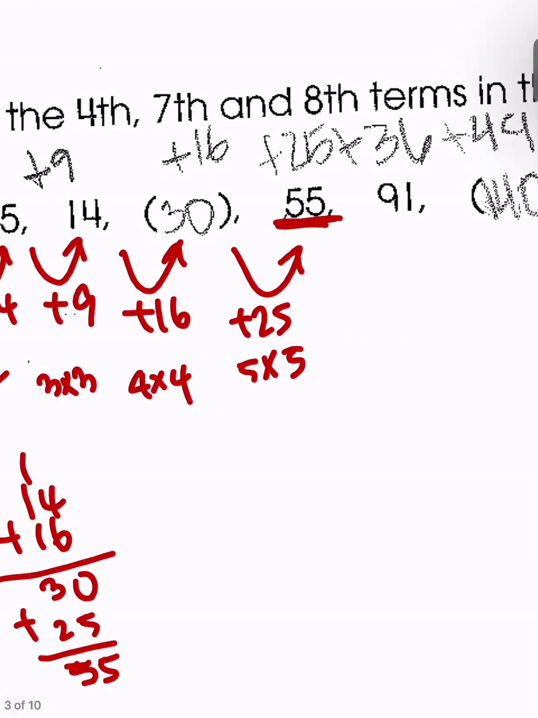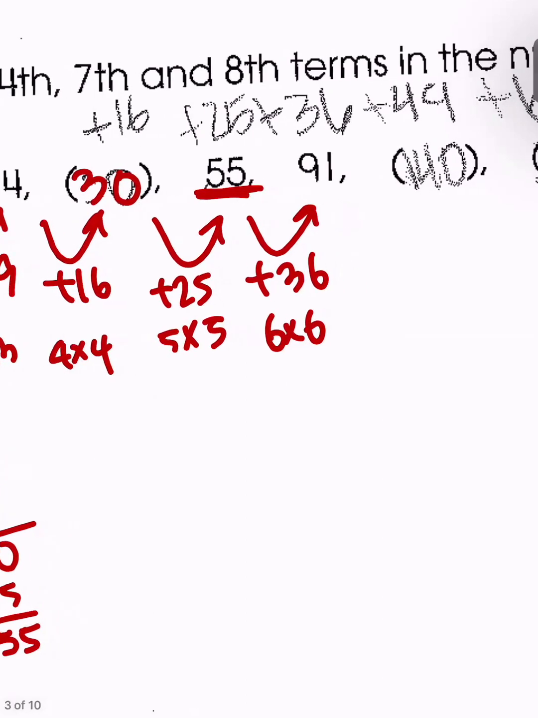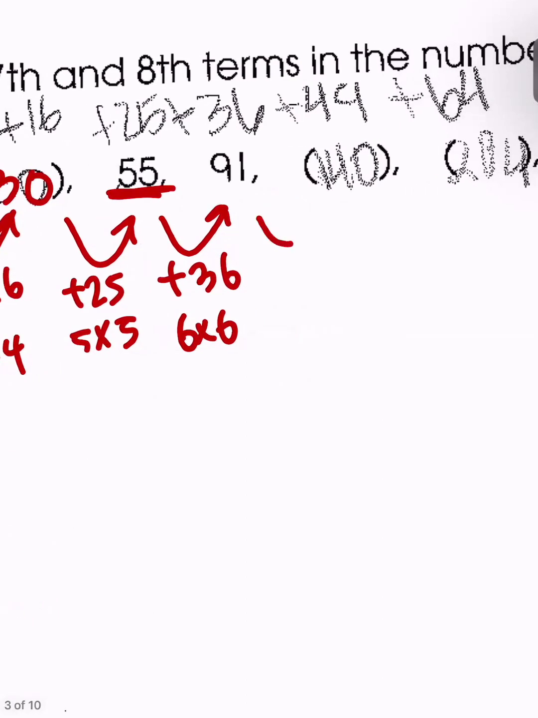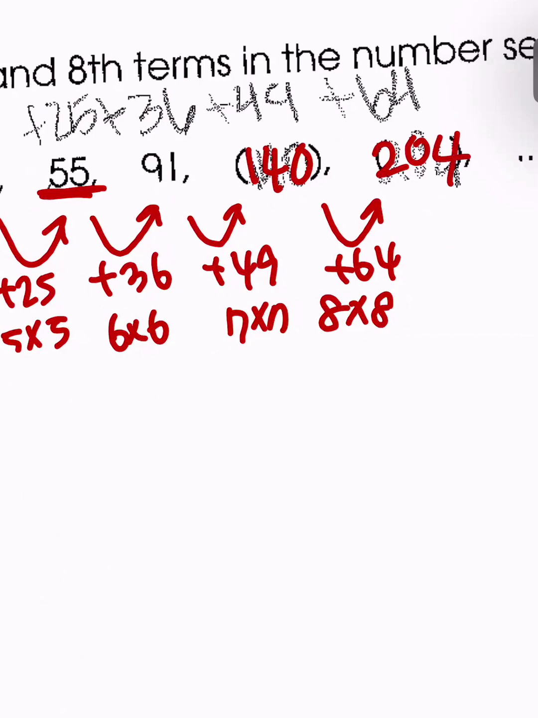So 14 plus 16 is going to give us 30. And then after that, we're going to do 6 times 6, so we're adding 36 to 55, and that does give us 91. Then we're going to add 7 times 7, so we're adding 49, and that gives us 140. And then we're going to add 8 times 8, so we're adding 64, which gives us 204.